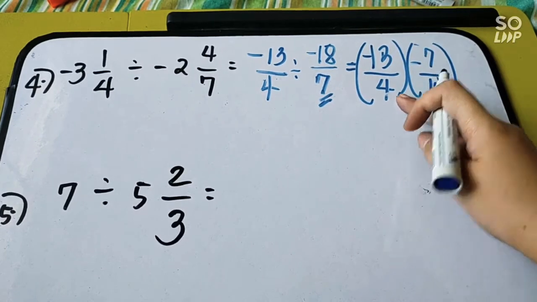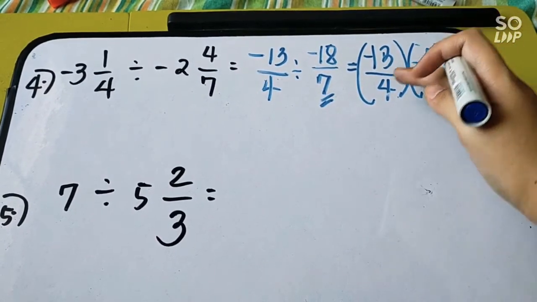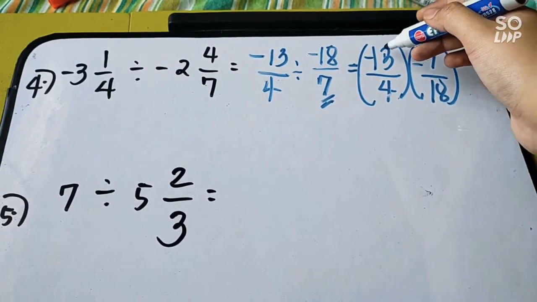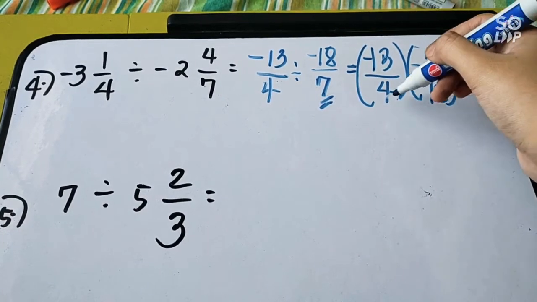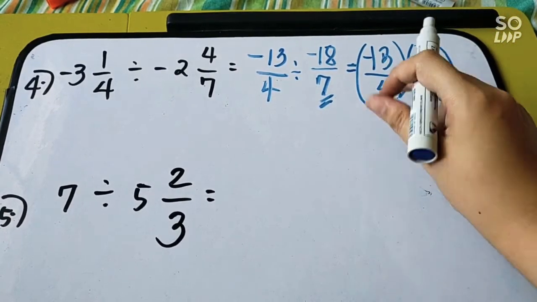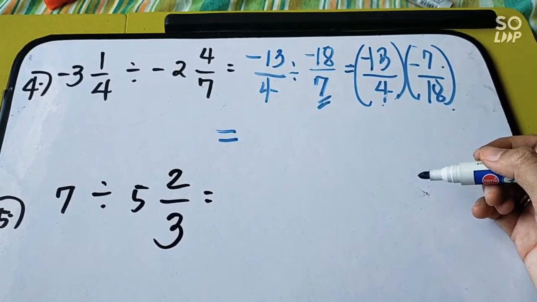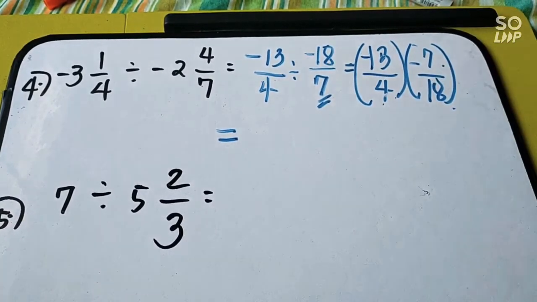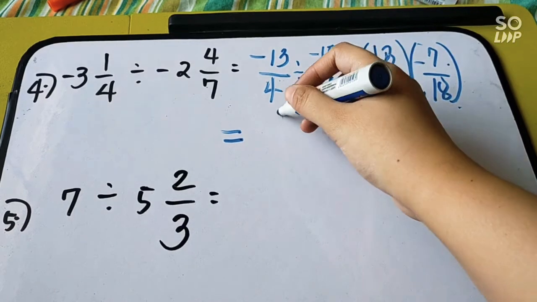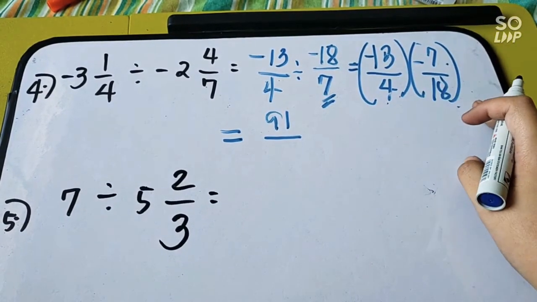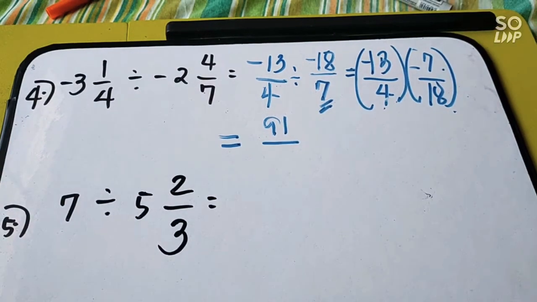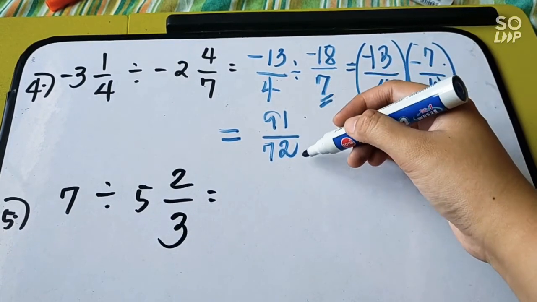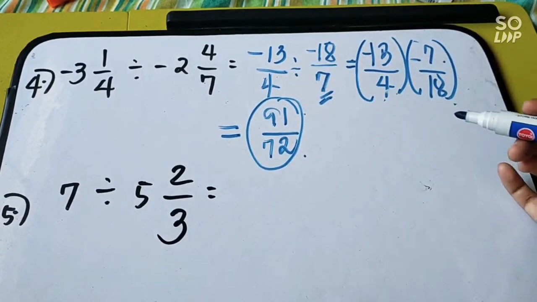13 and 4, wala. 13 and 18, hindi pwede. 7 and 4, hindi pwede. 7 and 18, hindi rin pwede. So, proceed ka na sa multiplication. So, 13 times 7, then 4 times 18. Since they are both negative, positive ang ating magiging sagot. So, we have 13 times 7, we have positive 91. Over 4 times 18, we have 72. So, the answer here is 91 over 72. So, ayan na yung sagot mo.